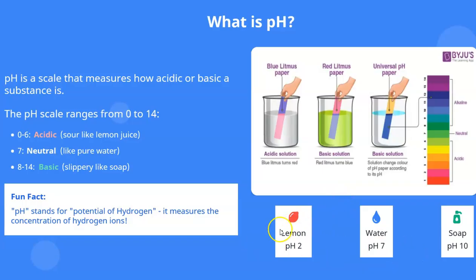And we have here some common things we see around, like lemon that has a pH of 2, water that has a pH of 7, and soap that has a pH of 10.